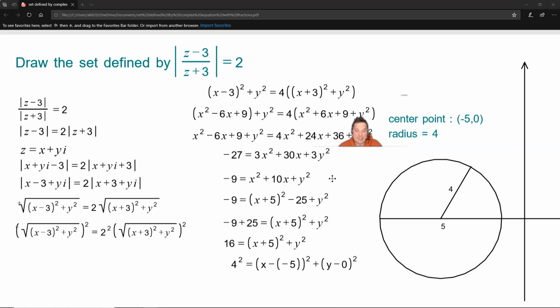4 times y squared is positive 4y squared. Good. Copy that left-hand side and just drop all of the parentheses. You don't need them anymore. So it becomes x squared minus 6x plus 9 plus y squared.